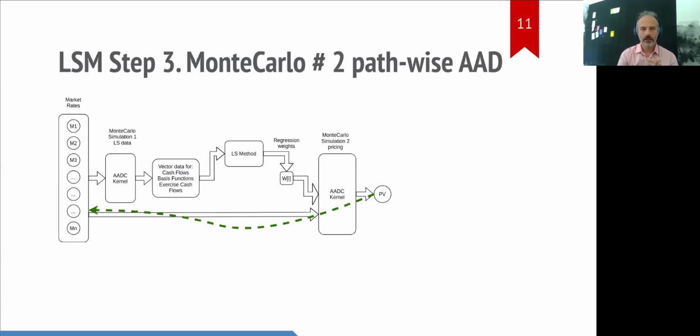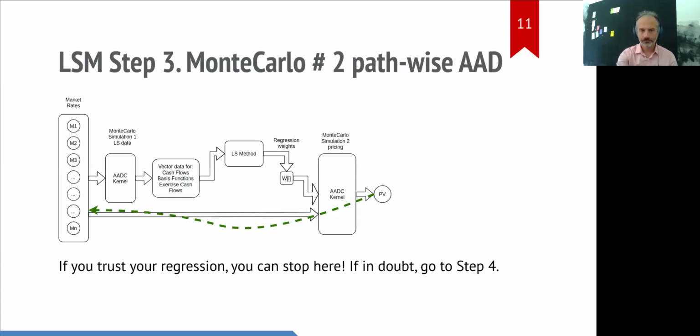So how it looks in detail. Let's say we're dealing with step number 3, which is pricing, and this step can easily be converted to pathwise AAD. So instead of just running simulation path by path to obtain PV, you also execute adjoint differentiation for each path and calculate adjoints for market rates. Now, if you trust your regression, you can actually stop here. But if you want to differentiate it for some reason, XVA or not, or if you're in doubt that your regression performs well, go to step 4.